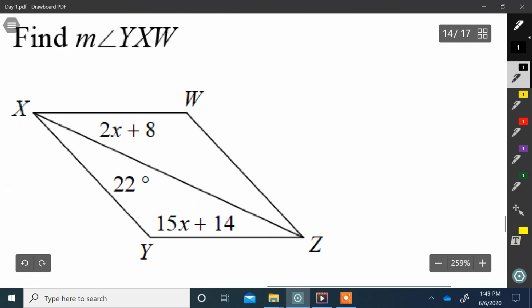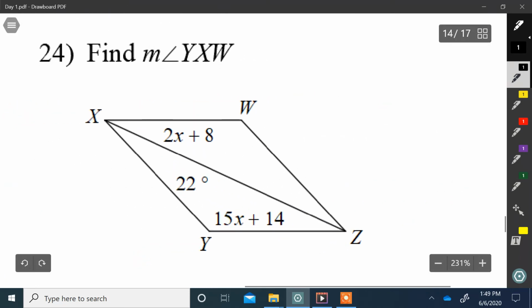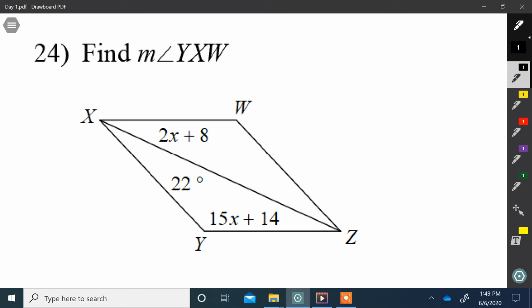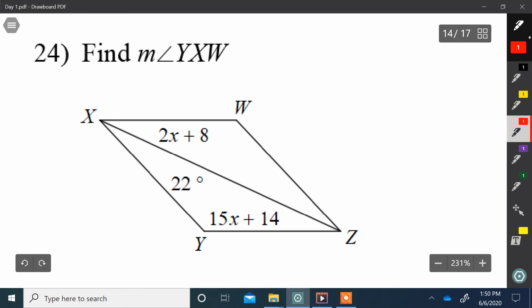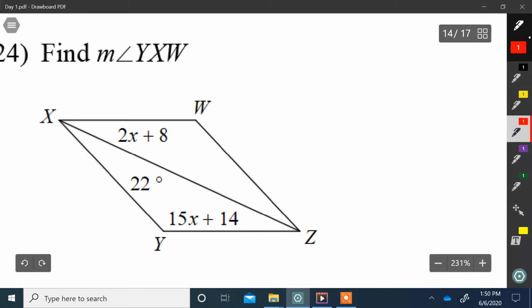Let's see if we can do this one here. Take a look at that one first. If you can, go ahead and pause the video now and try to see if you can solve it on your own. All right, so hopefully you paused that video. And now I'm just going to show you how I would do it.